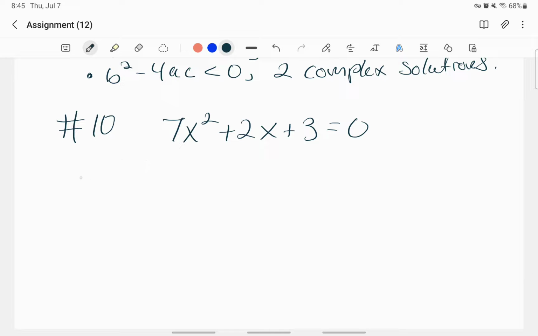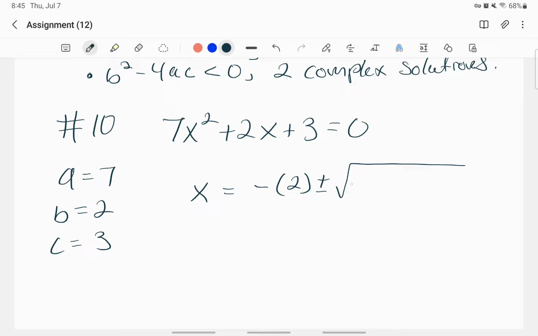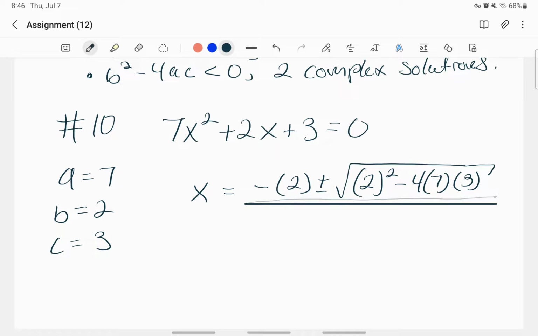All right. Our A is 7. Our B is 2. Our C is 3. Let's plug it in. X equals negative B. So negative 2, put the 2 in parentheses, plus or minus the square root of B squared. B is 2. So that's going to be 2 squared minus 4 times A, which is 7, times C, which is 3. And that's all divided by 2A. So 2 times 7.